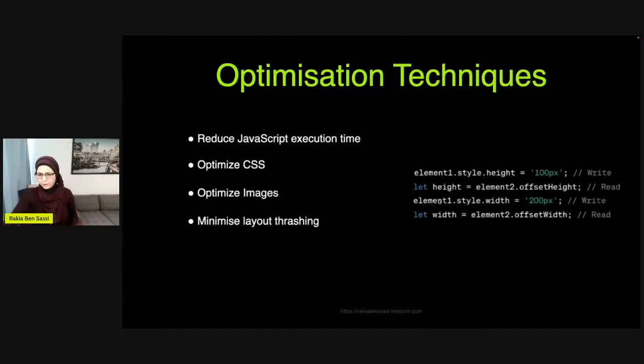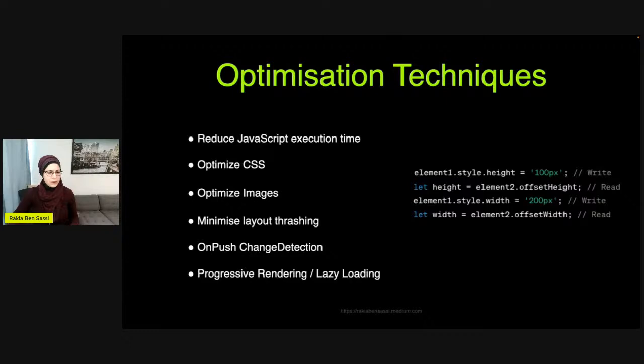In this example, we have a write operation here on the top to change the height, then a read operation, and it forces the browser to calculate the layout after each write operation, because the next read operation may depend on the previous write. It's an expensive operation that could cause slow rendering, bad user experience, and also bad animation. You can also leverage OnPush change detection if you are using an Angular app, and also benefit from progressive rendering and/or lazy loading.